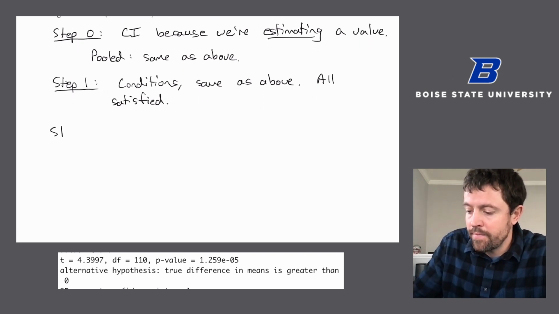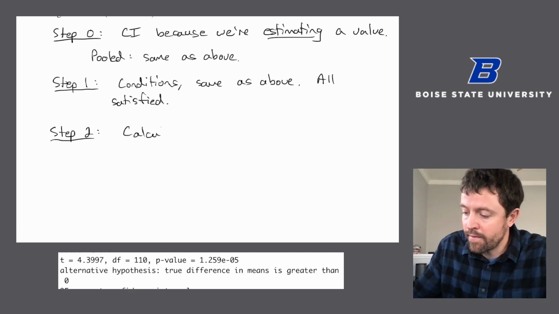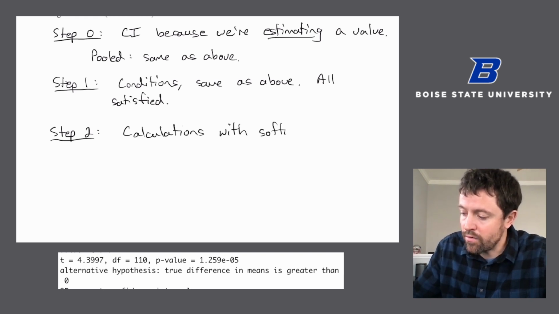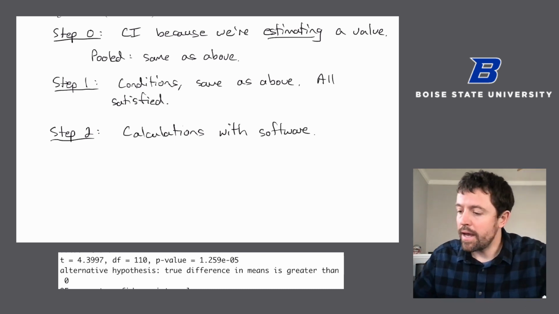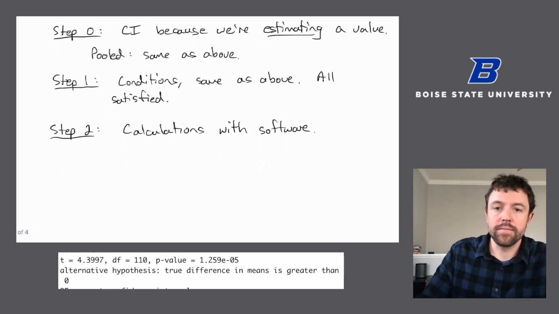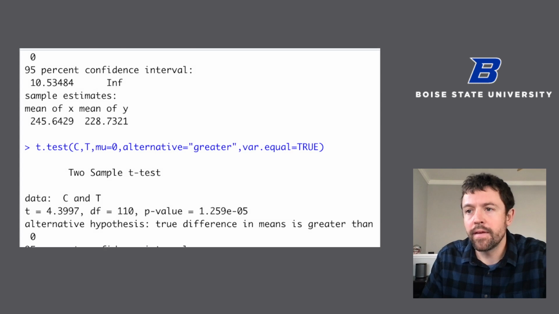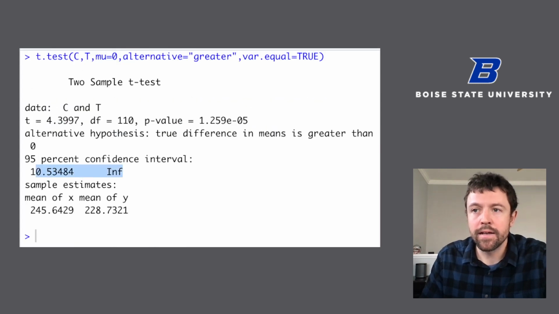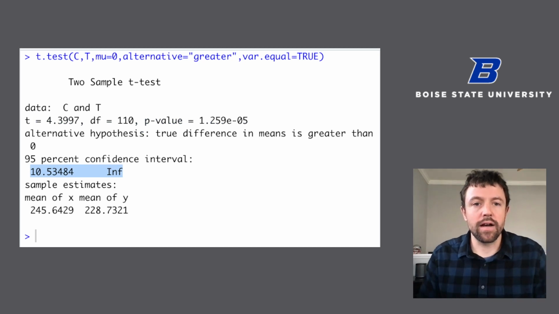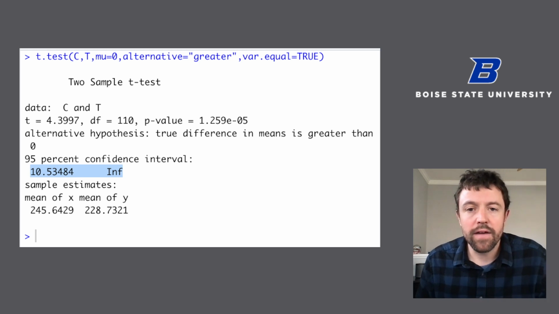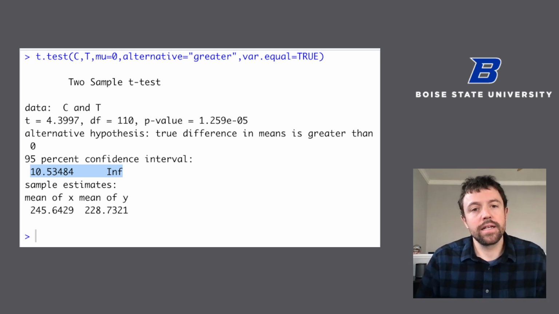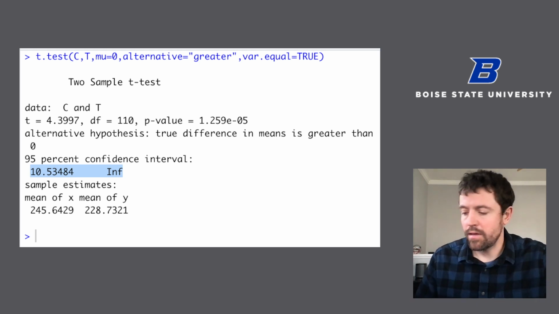All right, step 2 is calculations. And again, it's going to be with software, since we have the whole data set, that's what we're always going to do. And we're trying to find a 95% confidence interval. So let's go back to what I had pulled up here. It's a bit tempting to say, oh yeah, great, we got it right here. This is a 95% confidence interval. It's 10.53 to infinity.